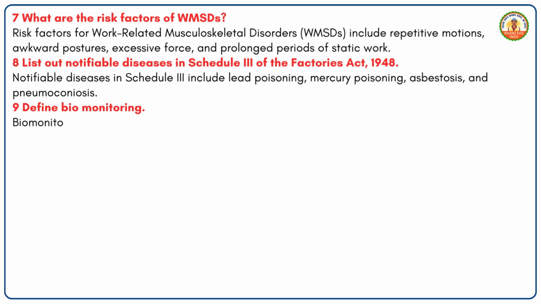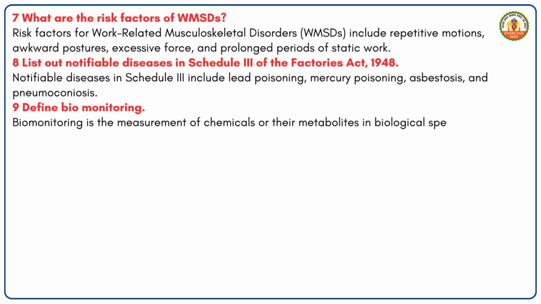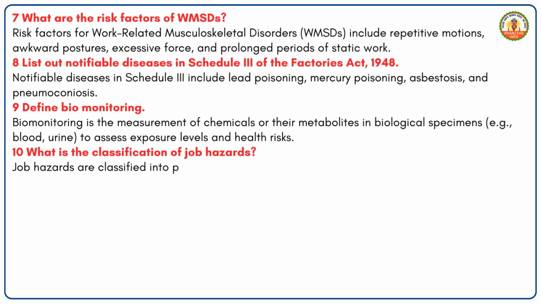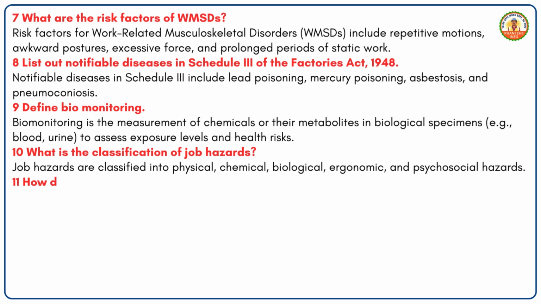9. Define biomonitoring. Biomonitoring is the measurement of chemicals or their metabolites in biological specimens, for example blood and urine, to assess exposure levels and health risks. 10. What is the classification of job hazards? Job hazards are classified into physical, chemical, biological, ergonomic, and psychosocial hazards.